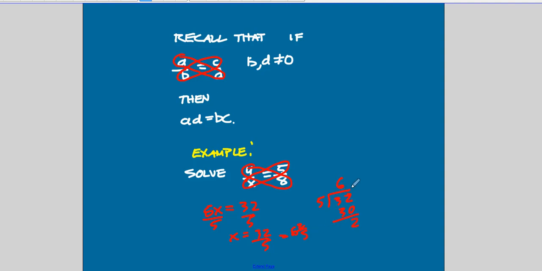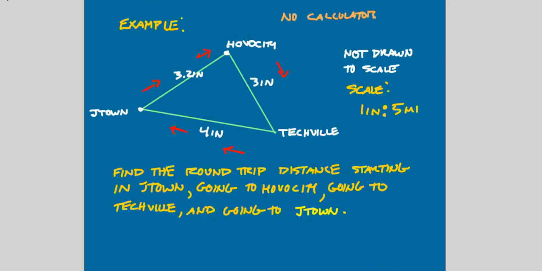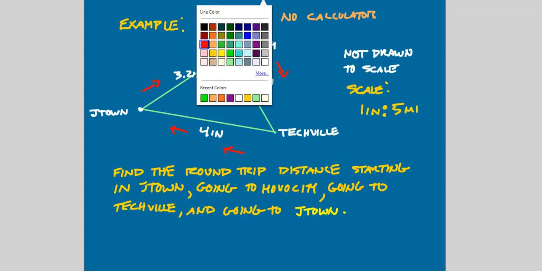You could do decimal division. So I'm going to add a decimal point here, add a 0, and bring the 0 down. 5 goes into 20 4 times. 4 times 5 is 20, remainder 0. So our decimal equivalent is 6 and 4 tenths, or 6.4. So this is the first problem, no calculator.